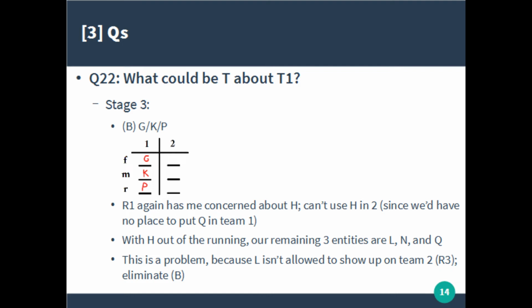Now this is a problem because of rule 3. L isn't allowed to show up on team 2. Whenever we use L, rule 3 tells us that we have to put L on team 1, but of course this answer choice doesn't allow for L to be on team 1, so we have to eliminate B based on rule 3.